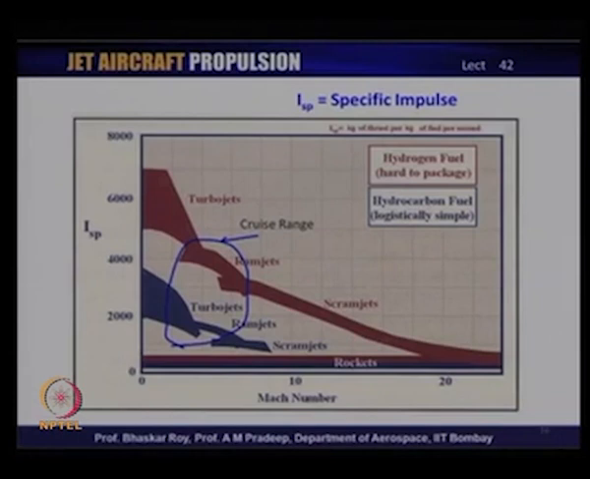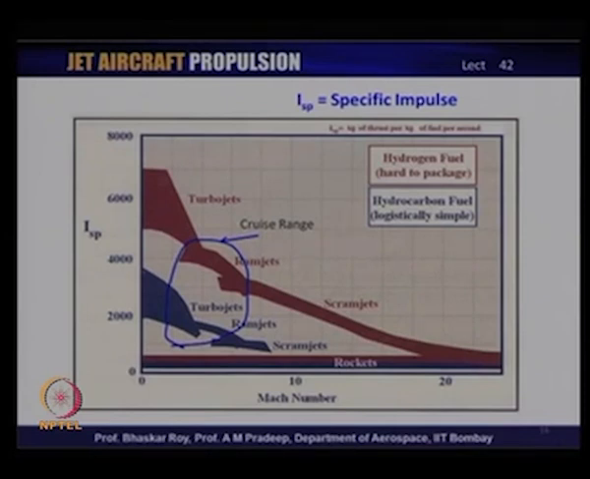When we look at this particular diagram, which tells us the specific thrust or specific impulse compared to various kinds of jet engines, we can see that the normal cruise range that we are talking about today, from subsonic to hypersonic speeds, encompasses all the kinds of jet engines that we are talking about. It encompasses the turbojets, the ramjets, and it starts to utilize the scramjets.